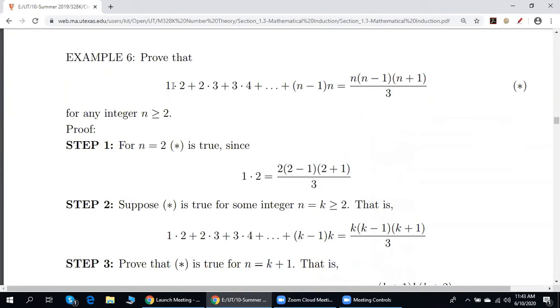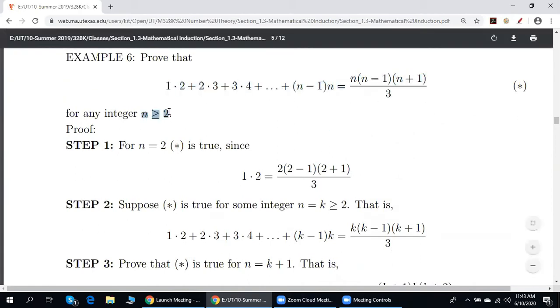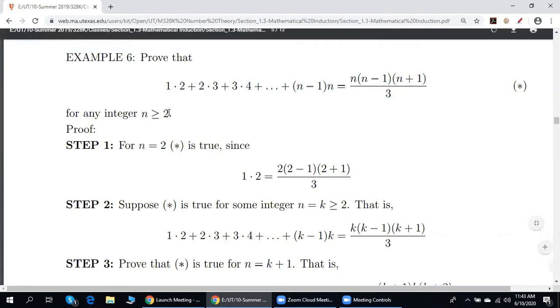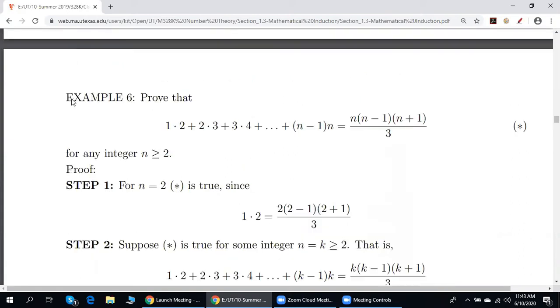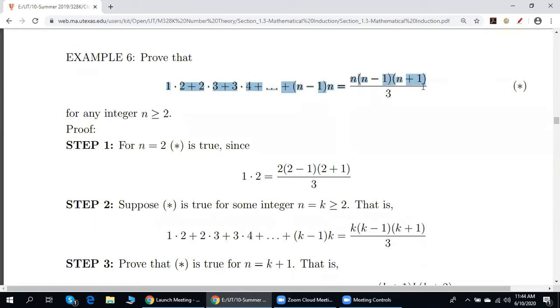Example 6. Prove this identity. Please take a look at this. n is greater or equal to 2. Since n is greater or equal to 2, in step 1, we show that this is true for n equal to 2, not for n equal to 1. If n is equal to 2, this term becomes 1 times 2. Therefore, on the left-hand side, if n is equal to 2, we have just one term, 1 times 2. It's exactly what is written here.